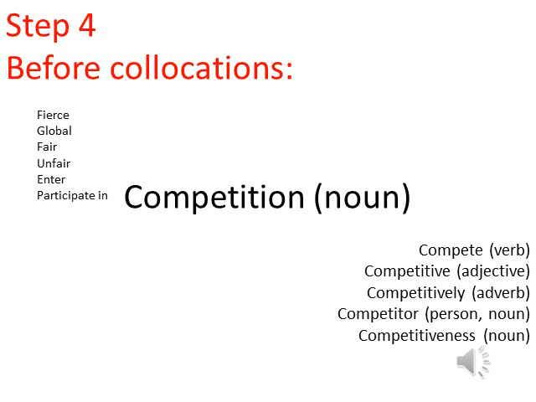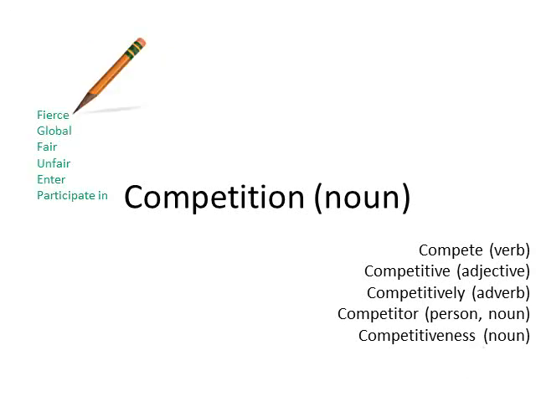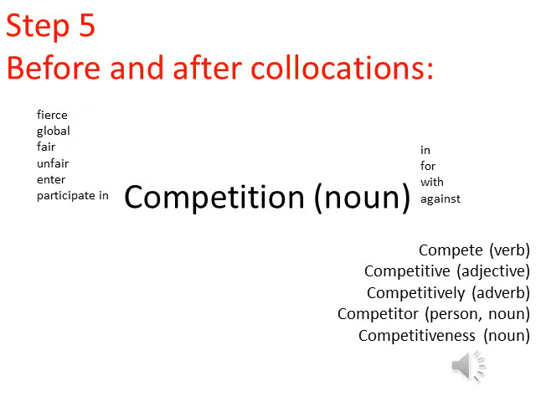Step 4 involves exploring collocations or other words that typically appear with the target word. Let's start with before collocations such as fierce, global, fair, unfair, enter, or participate in. And write these words on the upper left corner. And then in step 5, let's move on to after collocations such as in, for, with, and against, and write them in the upper right corner. So these words normally occur before or after the word competition.